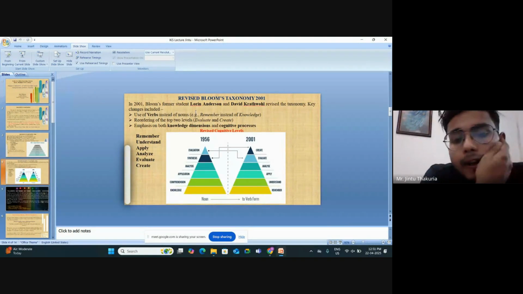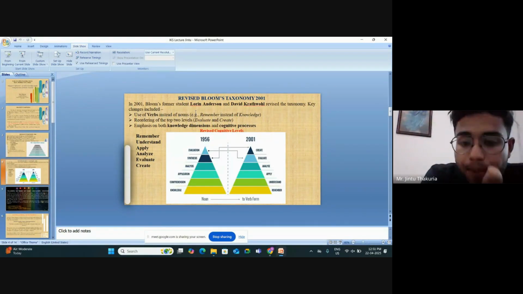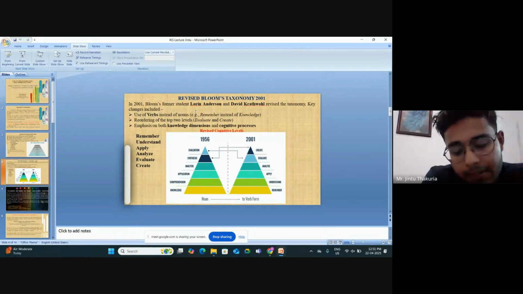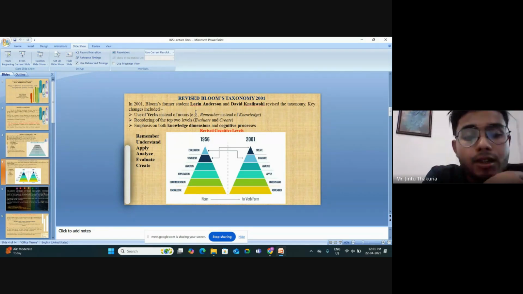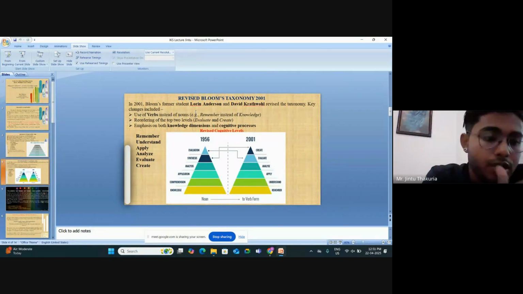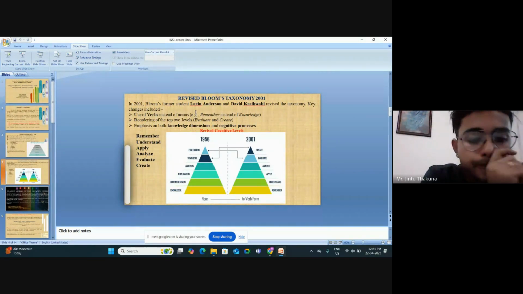So you see, in this revised cognitive taxonomy there are six levels only, but knowledge is changed to remember, comprehension became understanding, application became apply, analysis became analyze, and synthesis and evaluation merged and became evaluate. And then they added another one, that is create, which is production of new knowledge.